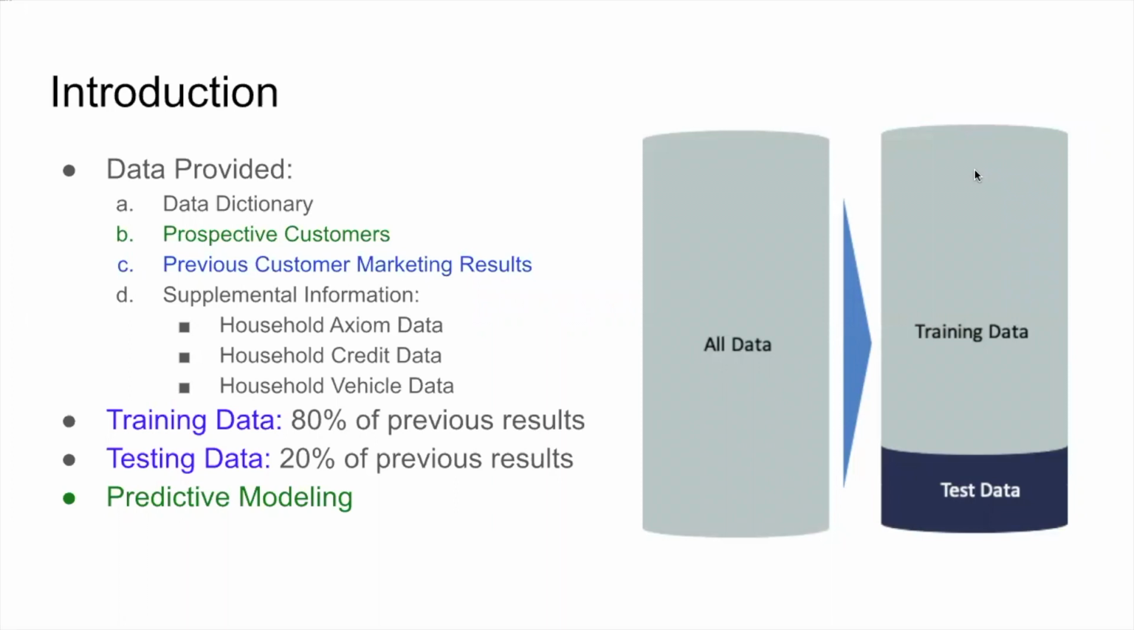To create this propensity model, we used the previous customers' marketing results and enriched the data with supplemental information from Axiom, credit history, and vehicle data. We split the data in two parts. One was the training set and the other one was the test set. The training set comprised 80% of the data. The test set was 20%.